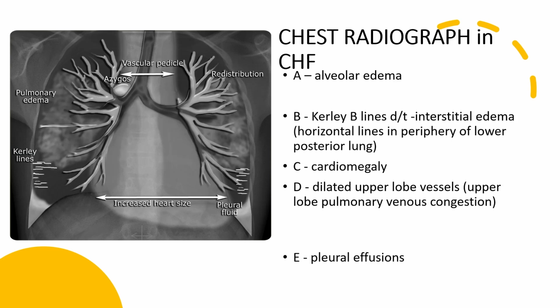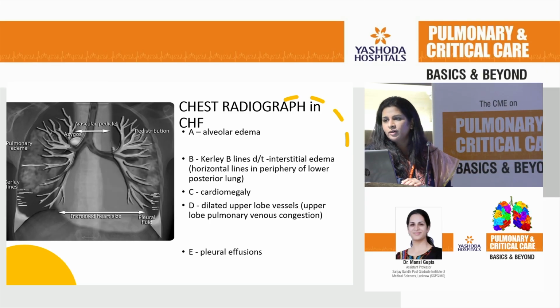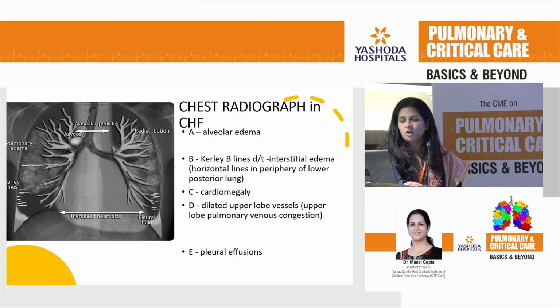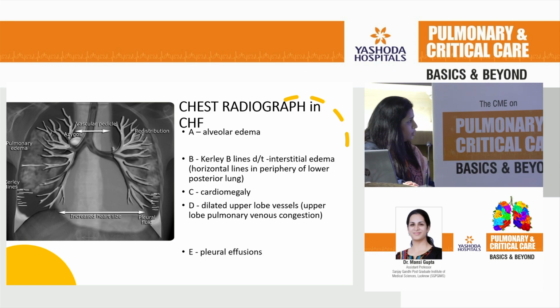So congestive heart failure, I have put other points about congestive heart failure also because this is a common diagnosis which is made in our ICUs and otherwise also. So what all do you look? Again, this is made easy by the ABCDE. So A is the alveolar edema. You can see in the picture. Then there are curly lines which are seen on the peripheries of the lung, which are known as Kerley B lines, which depict interstitial edema.